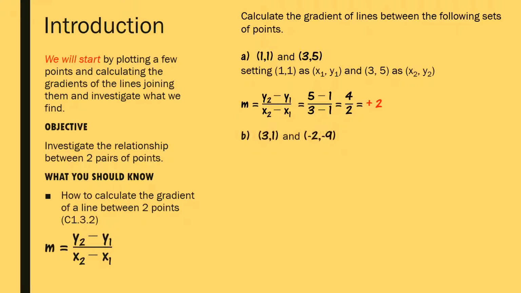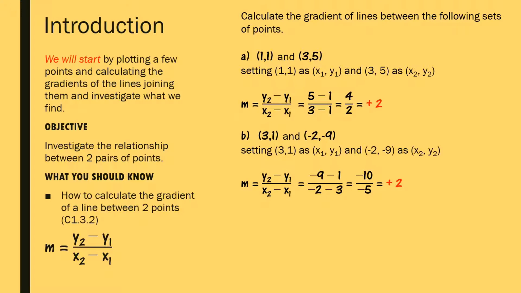First one done. Second set of points is (3, 1) and (-2, -9). Same thing, we're going to set (3, 1) as our x1, y1, and (-2, -9) is x2, y2. We're going to plug those points in, and just be careful with your signs. Our y2 is minus 9, then we have minus our y1, which is 1, divided by minus 2 minus 3. That gives us minus 10 divided by minus 5. If we look at our signs, a minus minus gives us a plus, and 10 divided by 5 gives us 2. As you see, both lines have a gradient of plus 2.